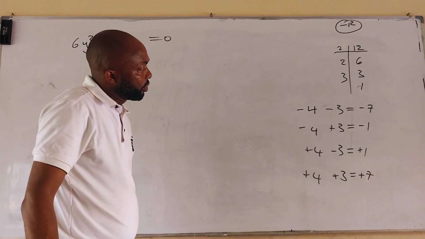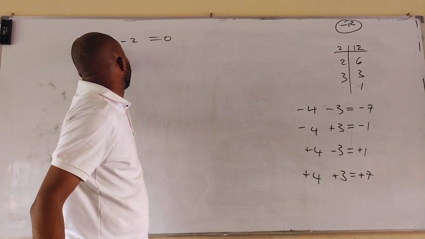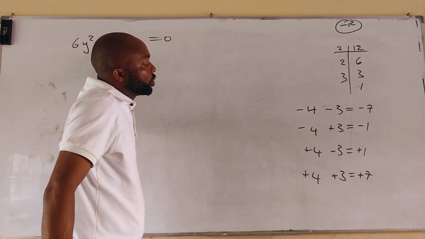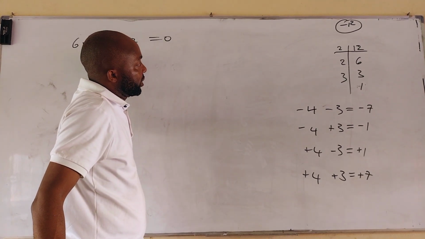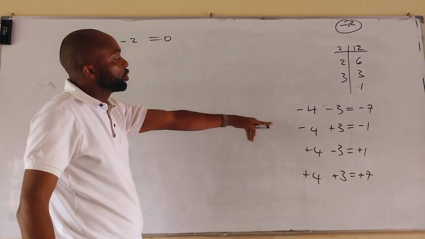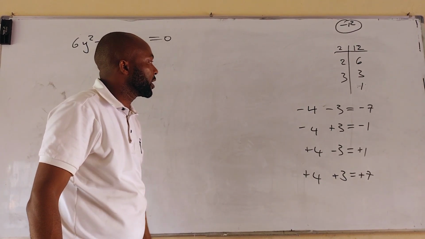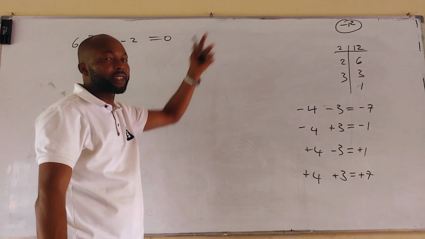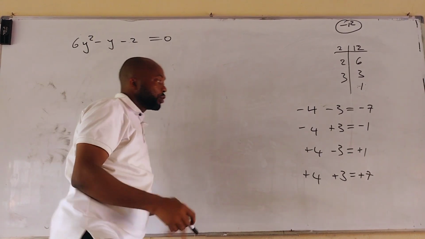So, from here, we are looking for numbers that when we add, we have minus y. So we're going to use our minus 4 plus 3 to replace minus y, because we know when we multiply those two numbers, we have minus 12. Minus 4 times minus 3 is minus 12. So that's the best factor that can replace it. So we use it now.